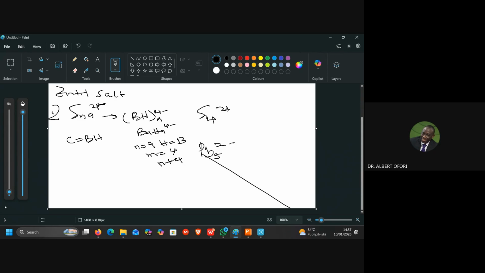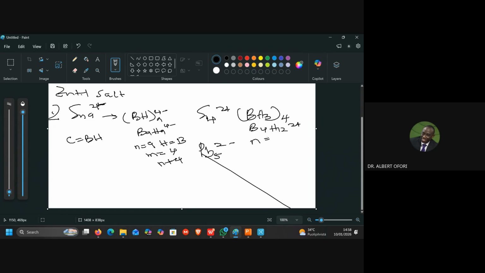Yes. What's the answer? S4 is hypho. It's hypho, close. S4. S belongs to the oxygen group. Is that correct? Yes, sir. And the oxygen group is BH3, and we have 4 of that. So this is B4H12, and then plus 2.